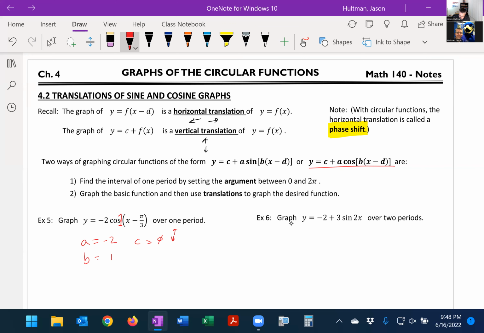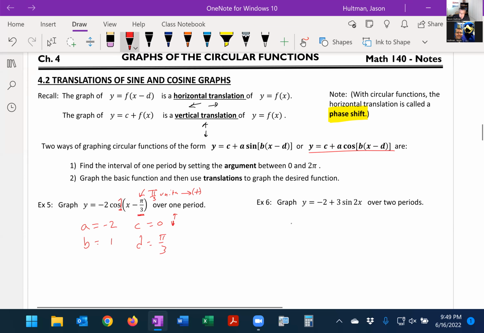But there is going to be something called a phase shift, and we're going to shift this pi over 3 units, and it's going to be positive. The sign is always opposite. If it's x minus pi over 3, then this is pi over 3 units to the right. So it's always opposite. If this was a plus, then it would be pi over 3 units to the left, in the negative direction. But this is pi over 3 units in the positive direction. And so d is pi over 3.